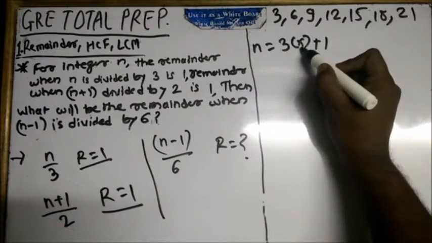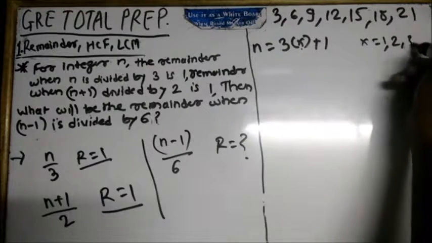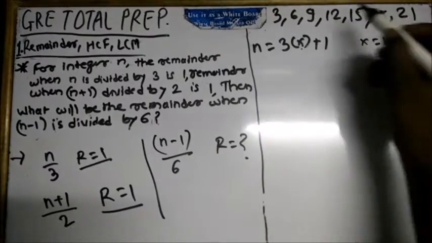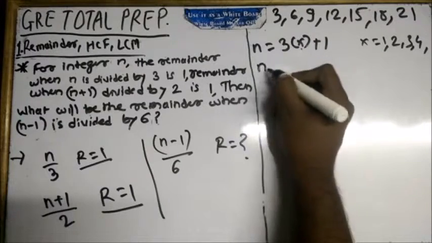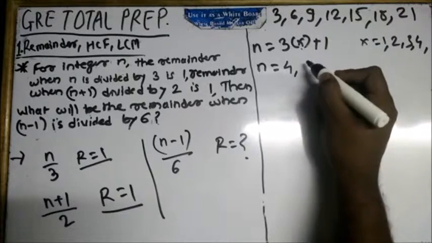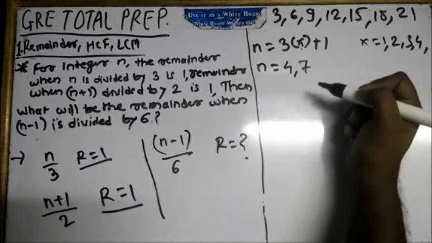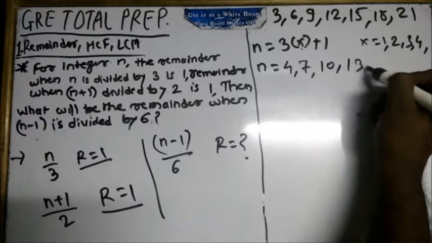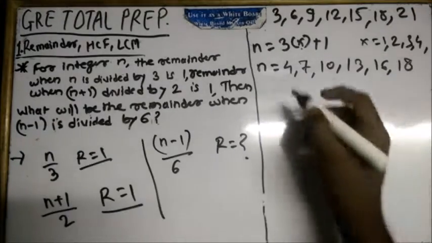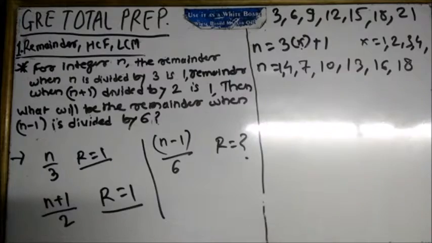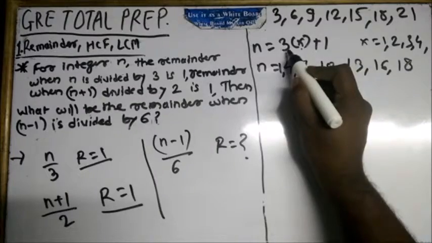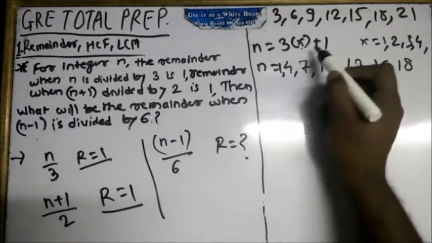So x could be 1, 2, 3, 4, anything. 3 ones are 3, 3 twos are 6, 3 threes are 9, 3 fours are 12, like that. So we can say n is equal to 4, 7, 10, 13, 16, 19, like that. And we can even consider n is equal to 1, because when x is equal to 0, multiplied with 3 it becomes 0, so plus 1, n is equal to 1.